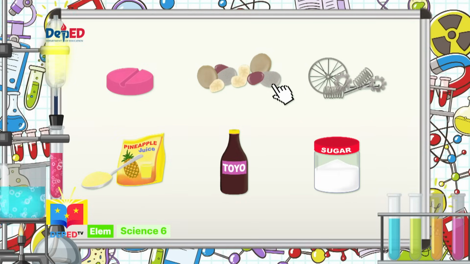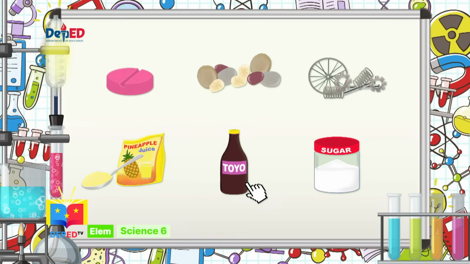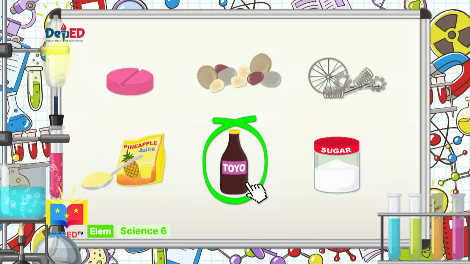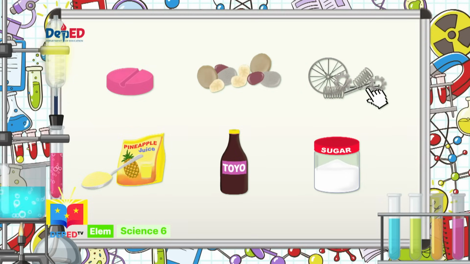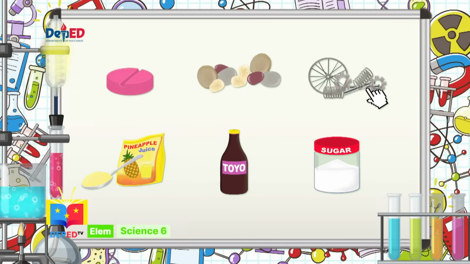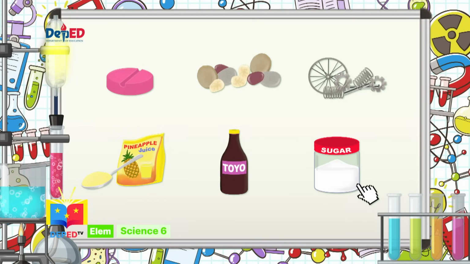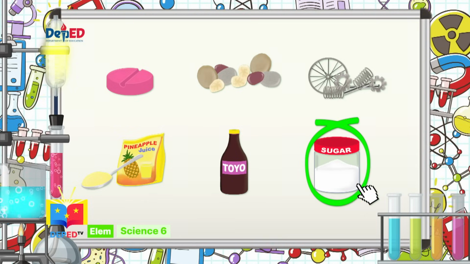The pebbles. Can water dissolve the pebbles to form a solution? It cannot. Can soy sauce be dissolved in water to form a solution? Yes, it can. How about metal scraps? Can we dissolve it in water to form a solution? No, we cannot. Lastly, can water dissolve sugar to form a solution? Yes, it can. Amazing science-minded learners!